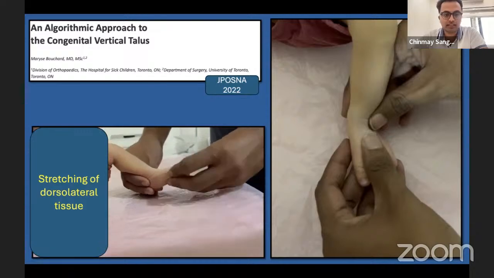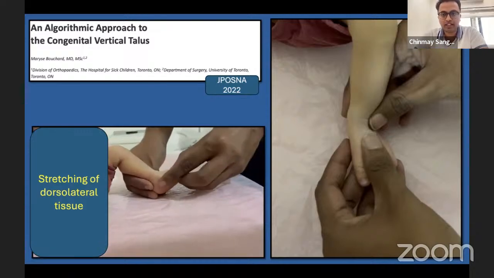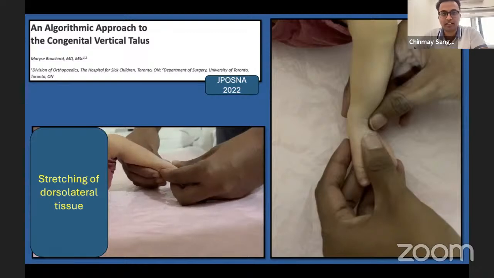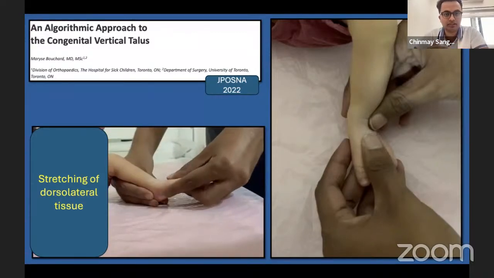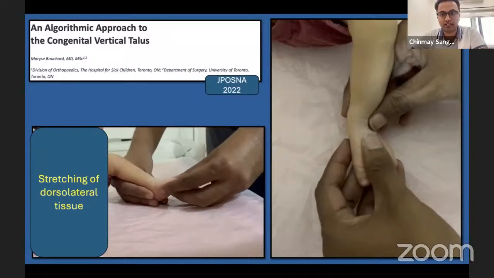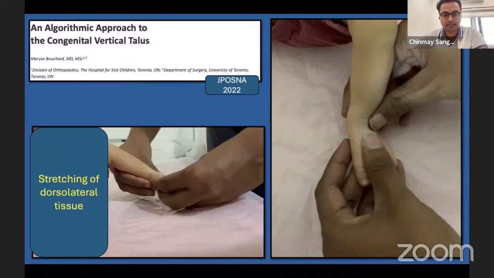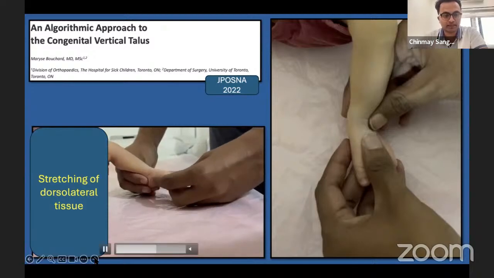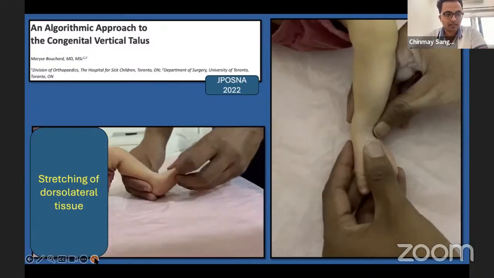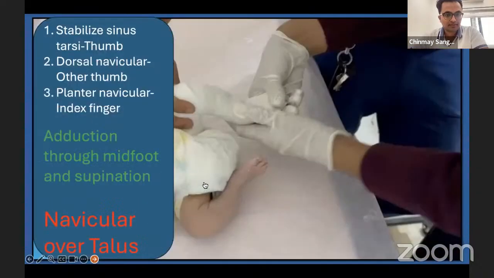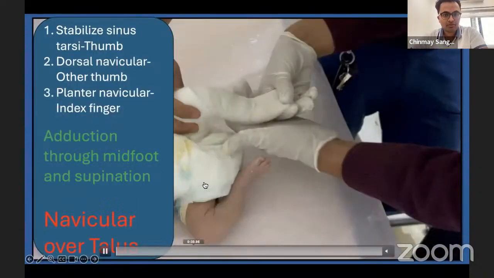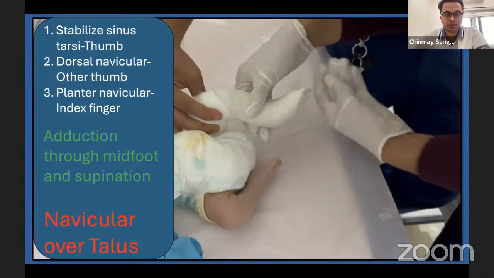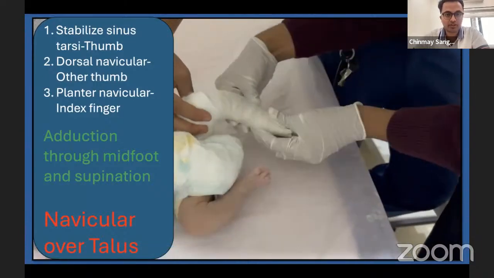So this maneuver before casting will give you the orientation about the bony landmarks, which are difficult to palpate in the vertical talus, because we are not well oriented with the vertical talus as the cases are not so frequent. So before casting, this maneuver will help you get oriented about the bony landmarks. Now coming to the casting technique, the most important aspect is the thumb position and the index finger position.